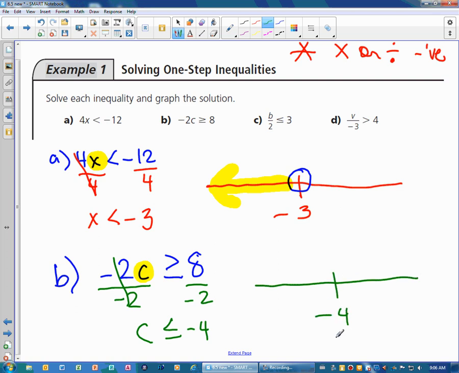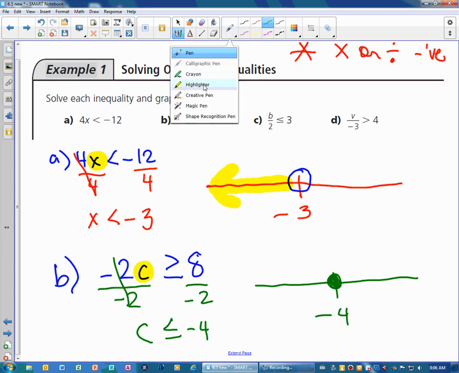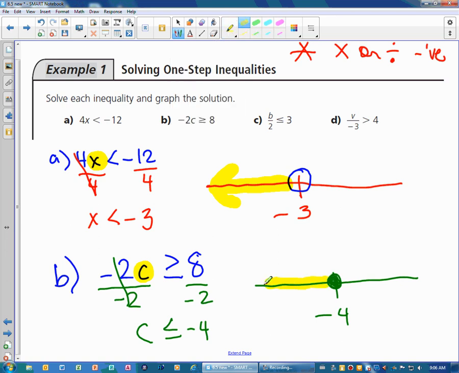Number line, put negative 4. It's a less than or equal to, so it's a closed circle. And then just like example A, c is less than, so I am on the left-hand side. Again, I'm going to shade in the left side. Okay, remember to pause. I am going a little bit faster, so if you need to pause so that you can get everything down, please do that.